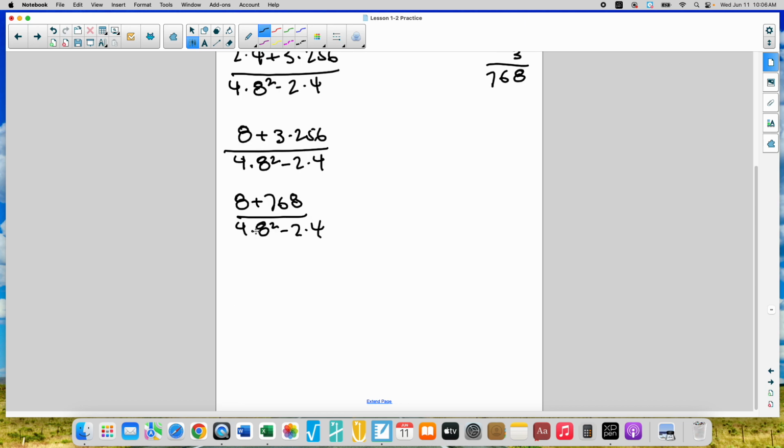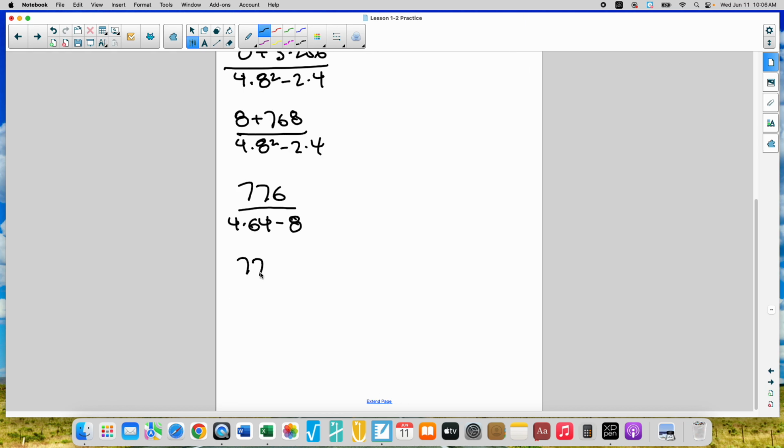Let's do the exponent. Oh, I probably should have done the exponent. Yeah. So we'll add these top two. That's 776 over 4 times 64 minus 8. Let's do the product. 776 over 64 times 4. 16, 24, 256. Minus 8, 776 over 256 minus 8 is 248.